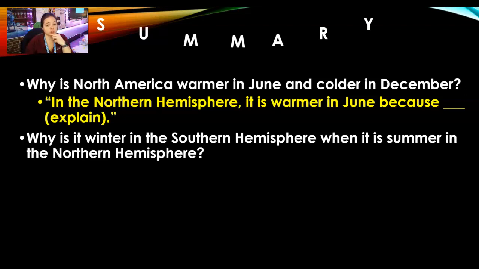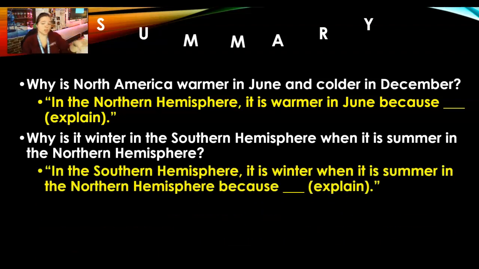Why is winter in the Southern Hemisphere when it is summer in the Northern Hemisphere? That is because in the Southern Hemisphere, it is winter when it is summer in the Northern Hemisphere because we have a tilted axis, which is the same all around and pointed at the sun at different angles.